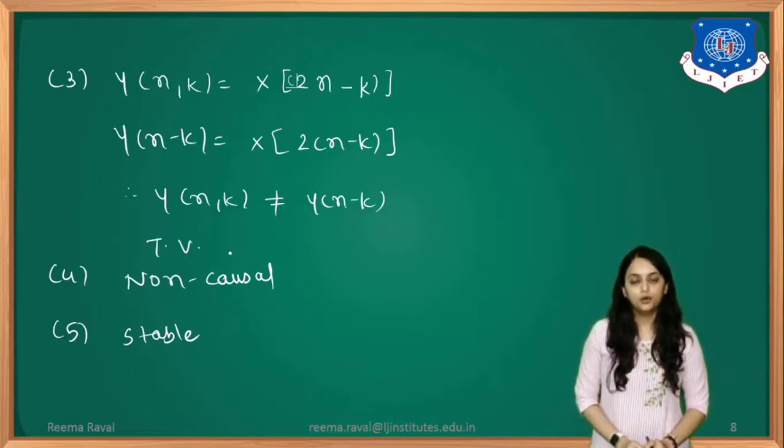I hope that these two examples are clear to you. You can take different systems, different transfer functions, and according to that, you can check the properties by following the same concept. If the concept is clear to you, you will be able to check the properties for any of the examples given to you.